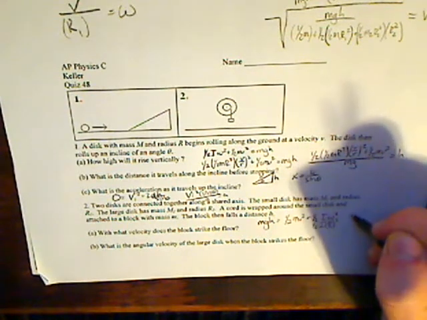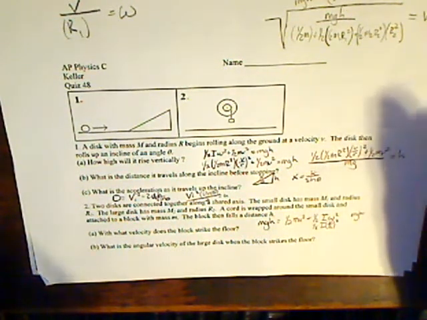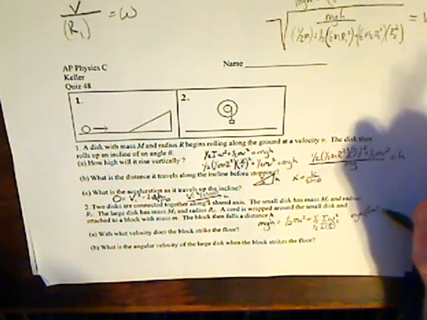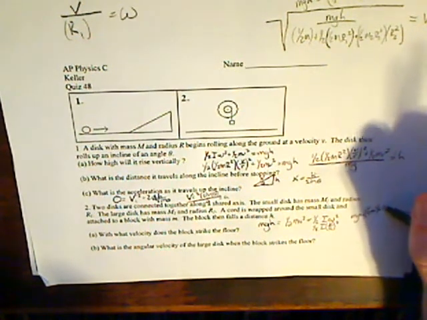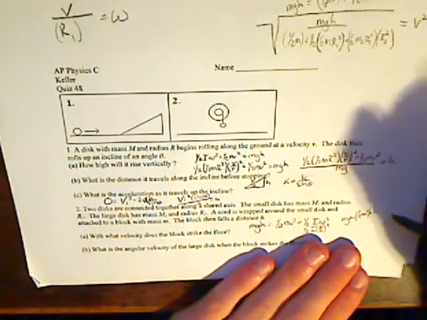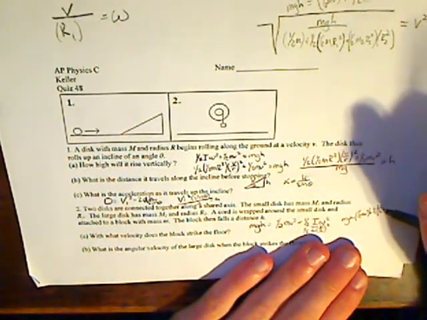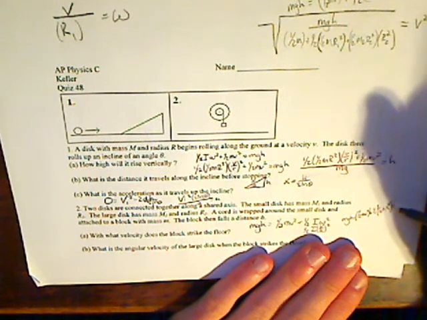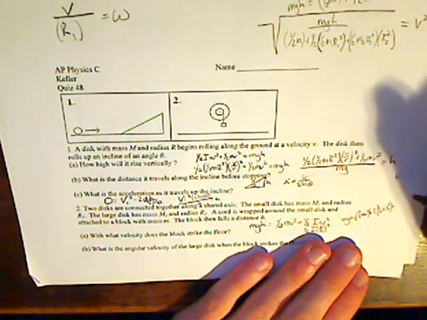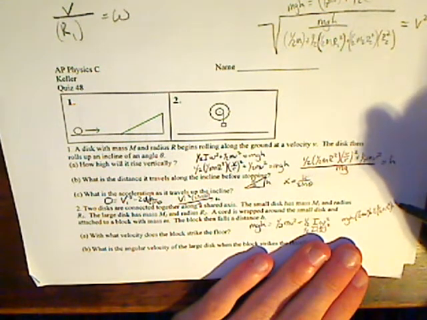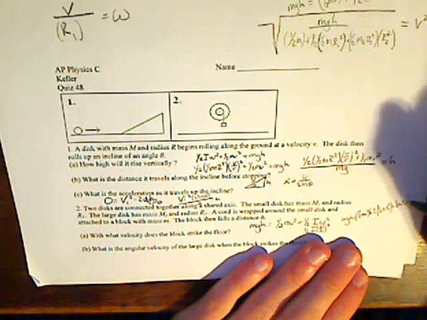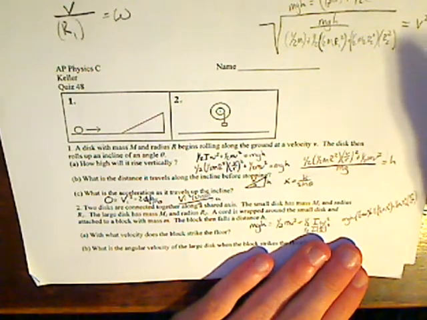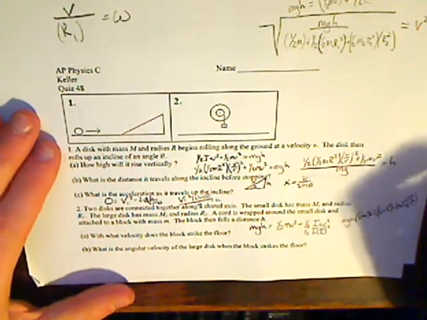And so what you're going to end up with is mgh equals 1/2 mv squared, that quantity, plus the rotational kinetic energy, which is going to be a tight squeeze, 1/2 m1 r1 squared, plus 1/2 m2 r2 squared times v squared over r squared. And that's going to be equal to mgh.